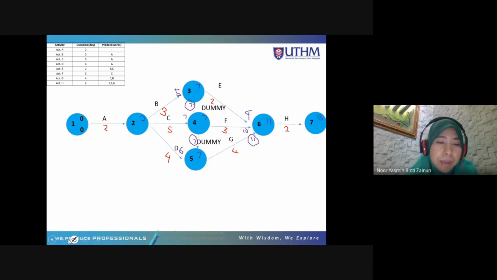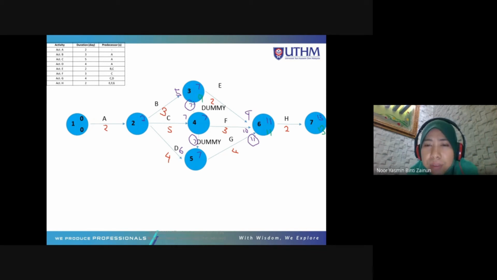So backward pass, you need to choose the smallest value. So here the total duration is 13 days. So 13 minus 2 is 11. So 11 minus 2, here is only one arrow coming out. So there is no choice, just one choice. So 11 minus 2 is 9.